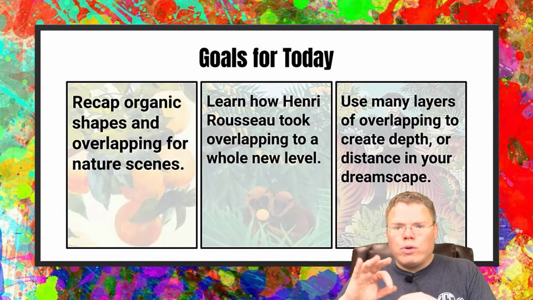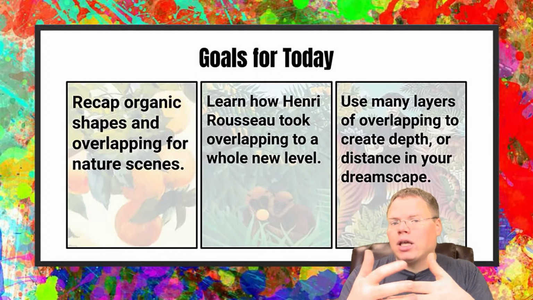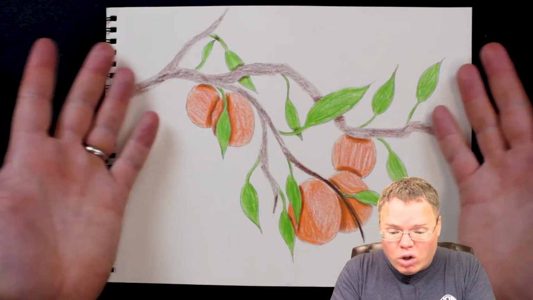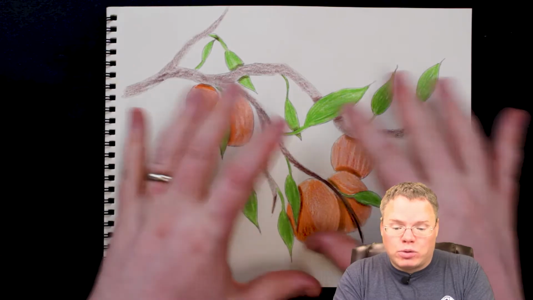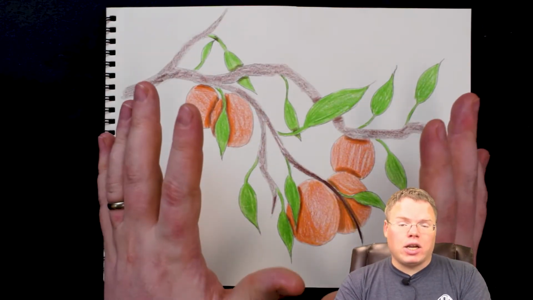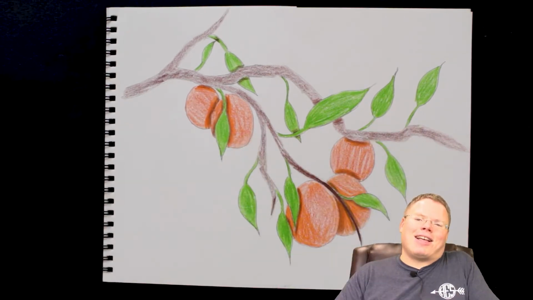And number 3, we want to use lots and lots of layers of overlapping to create an actual whole scene, because last week we just made one branch with some stuff on. We want to actually have a whole scene here instead of just one tree, one branch. Let's take a look and see how that's going to happen.